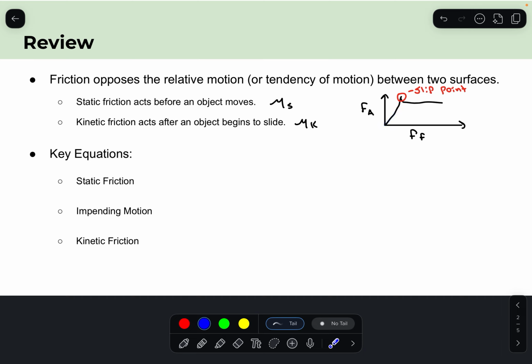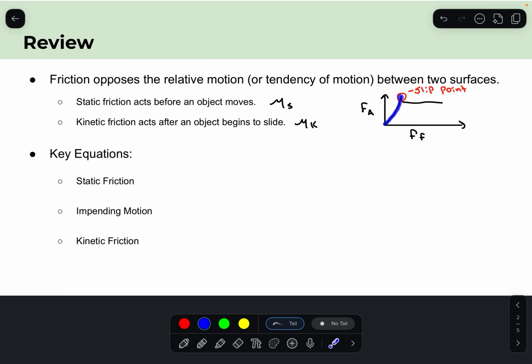So a lot of times students don't understand that the force of friction is not always just equal to mu times the normal force, right? It's going to be equal to whatever the force applied is up until we are in impending motion or at the slip point. So FF equals FA all the way up until this point here. That is where the force of friction is going to be equal to mu s times N.